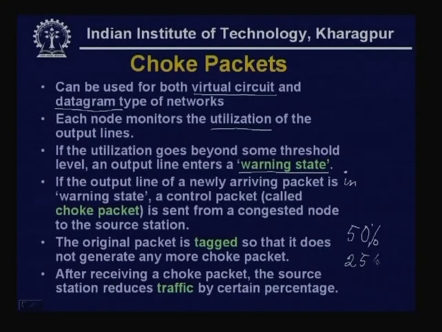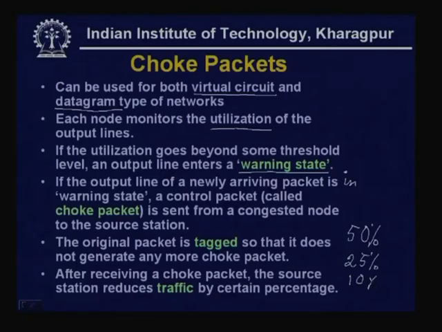Now, after reducing the traffic by 50%, it again waits for a certain duration. Still, if it receives a choke packet, it further reduces by 25%. After waiting for some more time, even if it receives a choke packet, it reduces by another 10%. In this way it goes on, and at some point of time it may discard packets, but usually whenever this kind of reduction takes place, the network will come out of congestion and no more choke packets will be received.